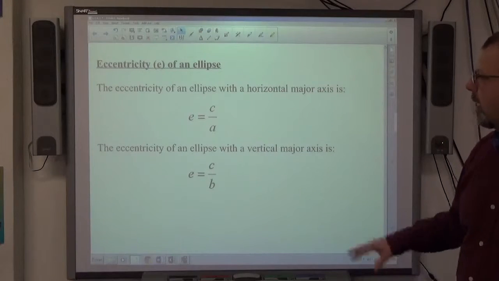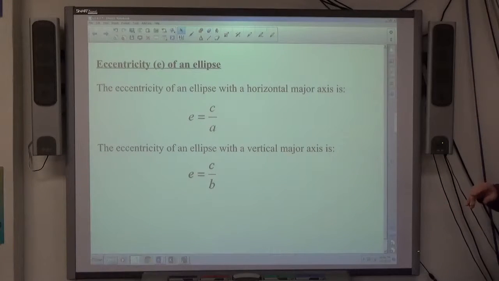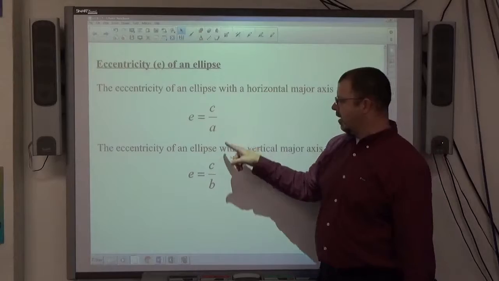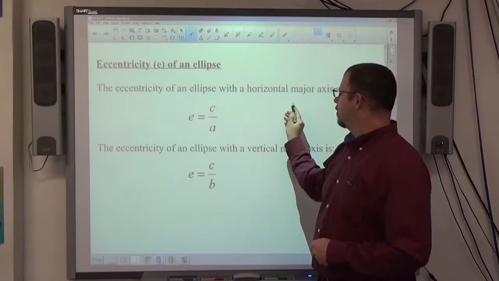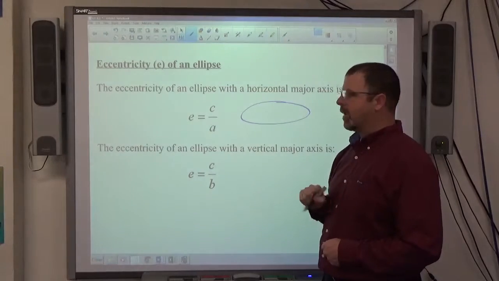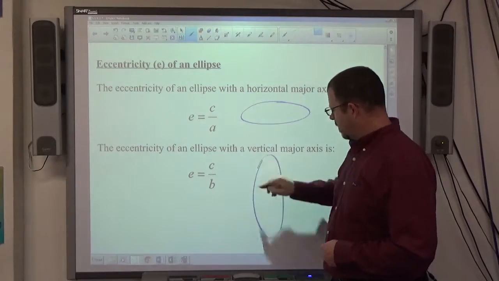Okay, example 4 gets into the eccentricity of an ellipse. Eccentricity is either c over a or c over b, depending on which axis is major. So if the horizontal axis is major, if you've got an ellipse like that, it's c over a, like that, otherwise c over b.